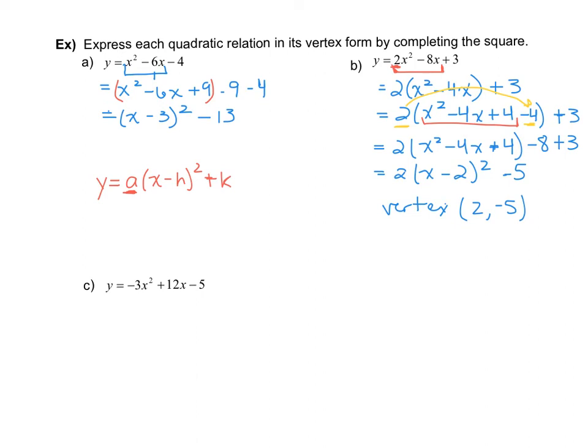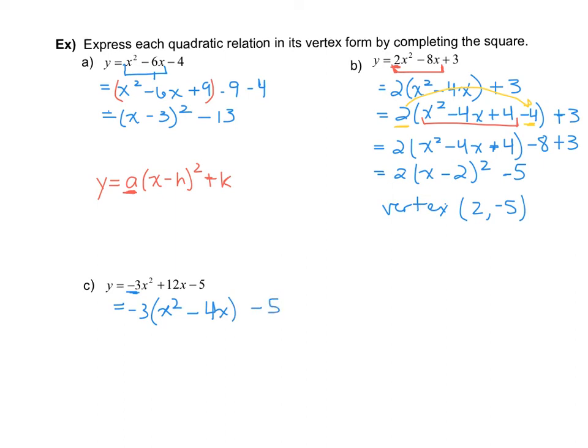All right, if you want to try C first, put the video on pause, give it a shot, and then you can watch the take-up here. All right, first step is we want to common factor the a value, which is negative 3, out of just the x squared and the x term. So we get negative 3 bracket positive x squared minus 4x. And then the minus 5 stays on the outside.